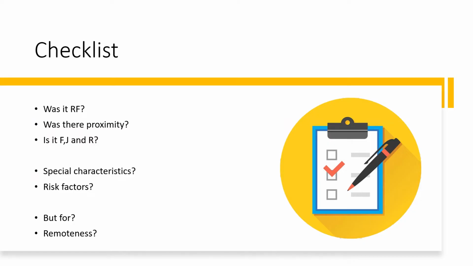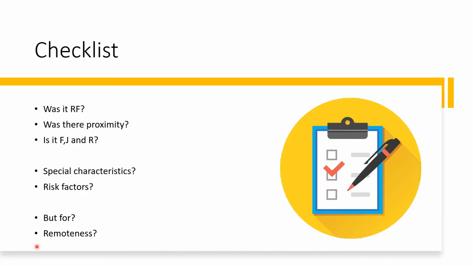Whenever you're looking at a scenario, you should go through sort of a mental checklist in your mind on this. You need to look at the scenario and think to yourself, was it reasonably foreseeable? Was there proximity? Is it fair, just and reasonable to impose this duty on our defendant? Are there any special characteristics involved that would alter the standard of care that we would expect for breach of duty? Are there any risk factors? And do we think that our defendant has caused the damage? Have they met the but-for test? Are there any remoteness issues involved?